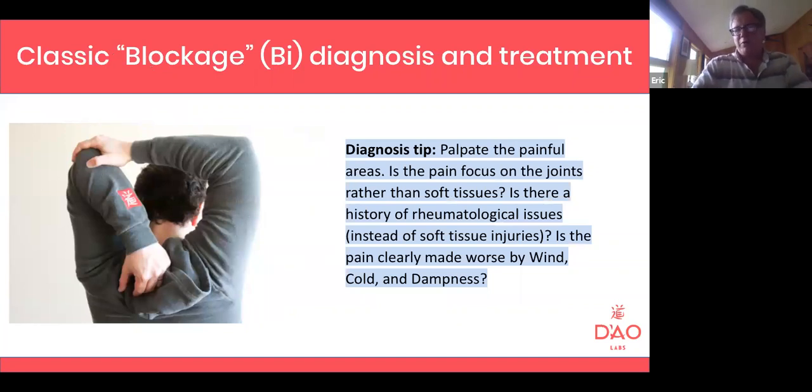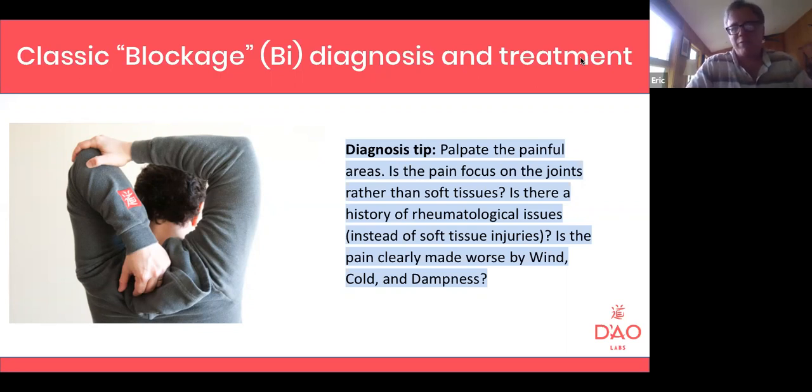Let me talk a little bit about classic Bi syndrome, classic blockage, diagnosis and treatment. Here, you're going to find something different. When you palpate the soft tissue and the muscles, you typically don't find a lot of pain. It's not absolute. However, if you palpate the joints themselves and really press on the actual joints, you might find those extremely tender, extremely painful.